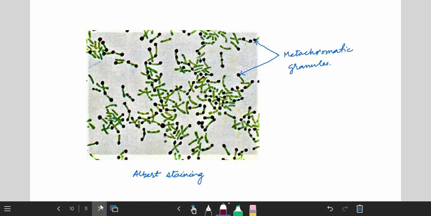So after identifying, the image will look like this. You can see these dark colored globular structures are metachromatic granules.